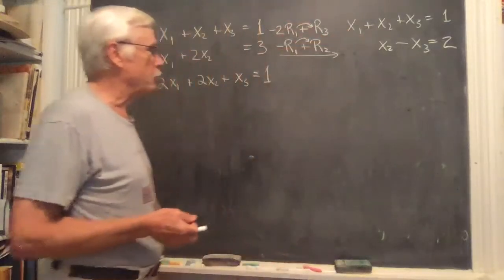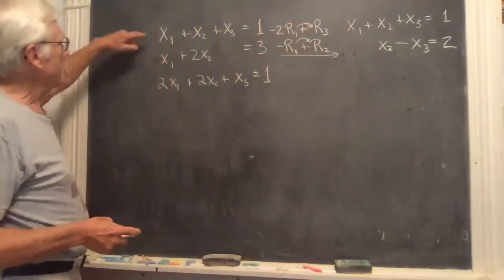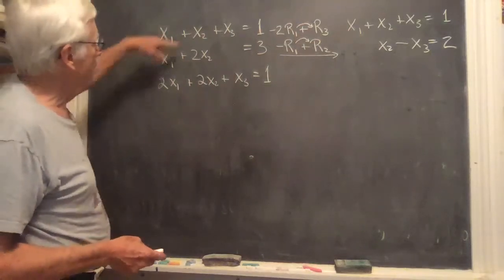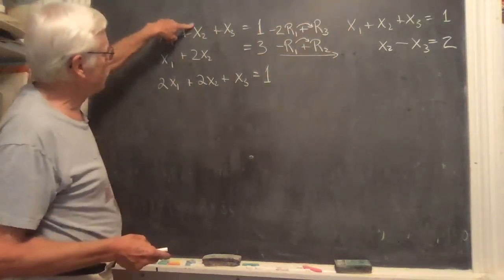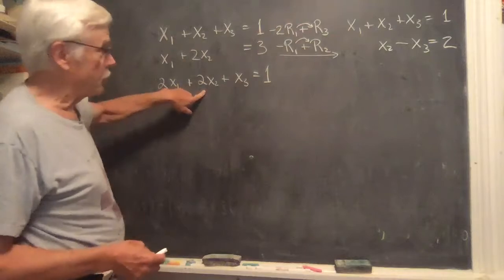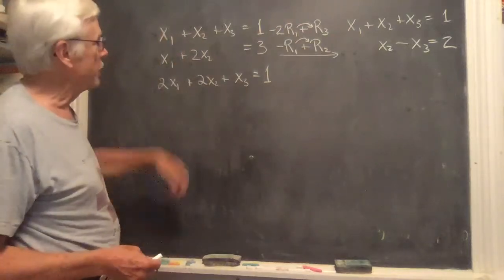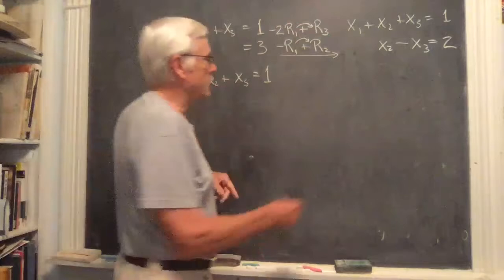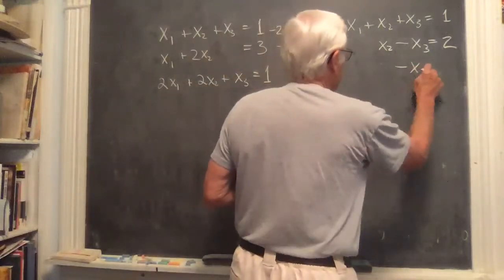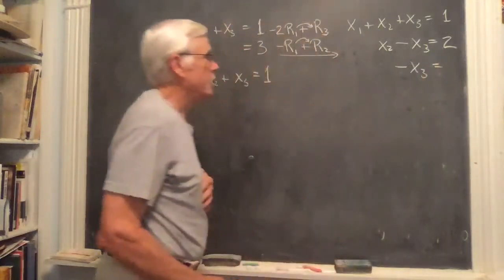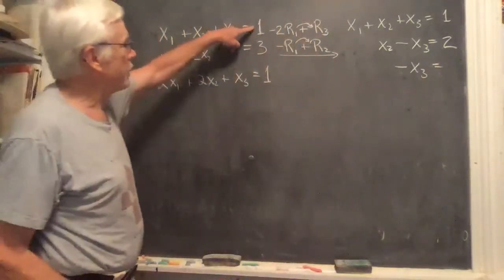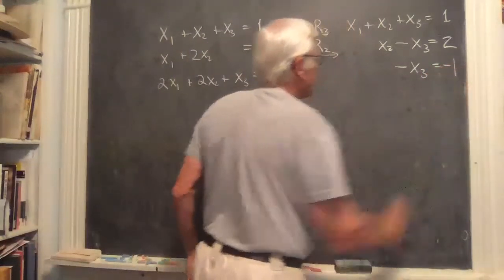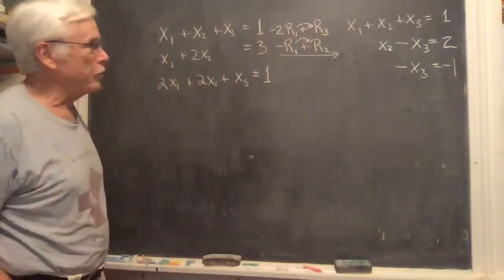We also want no x1s in the third one. So minus 2 times x1 plus 2x1 is no x1s. Minus 2x2 plus 2x2 is no x2s. So we get rid of the x2s in that case. Minus 2x3 plus x3 is minus x3. And the result, minus 2 plus 1 is minus 1. So this is our second set of equations.